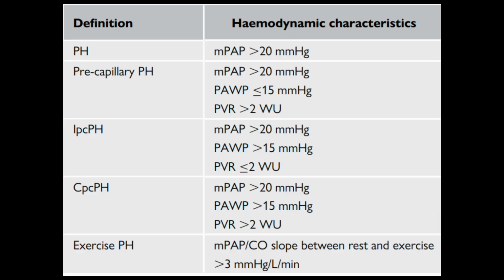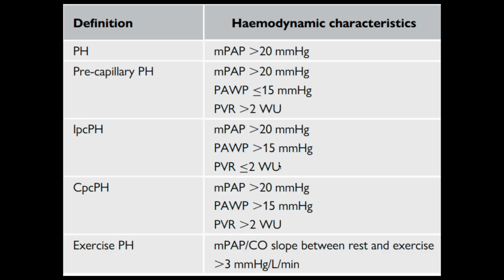So this is the basic classification that we have. You have pulmonary hypertension, which is now defined as a mean pulmonary artery pressure of more than 20. Previously it was 25, if you can remember from our last video. If you want to make it pre-capillary, it is similar, but you also associate it with a pulmonary arterial wedge pressure of less than 15 and a vascular resistance of more than 2. Next, you have the post-capillary, where the wedge pressure is more than 15 and the resistance is less than 2.